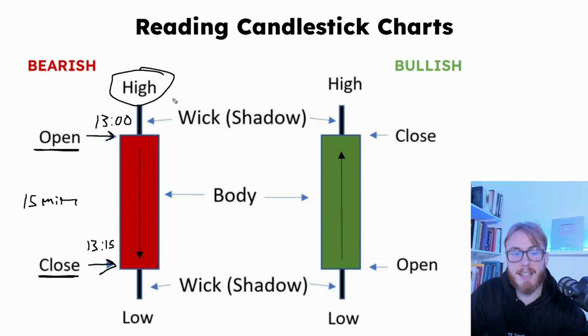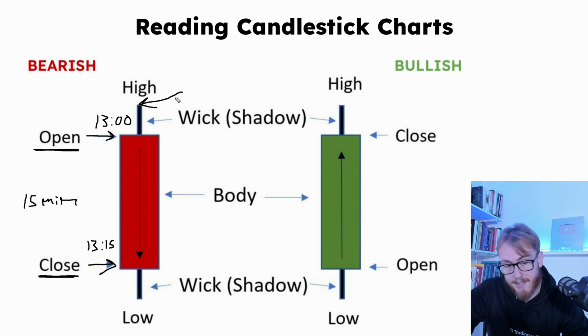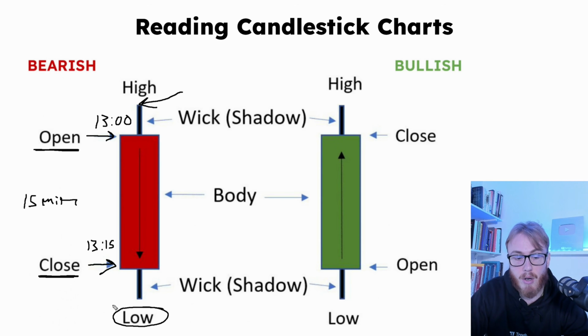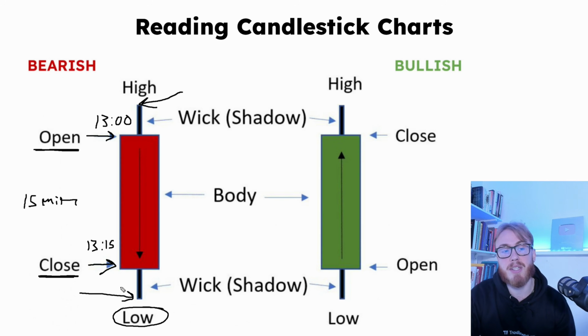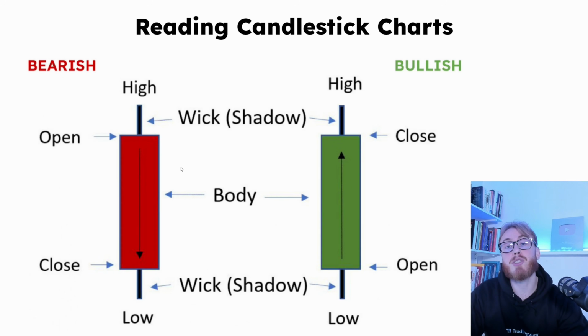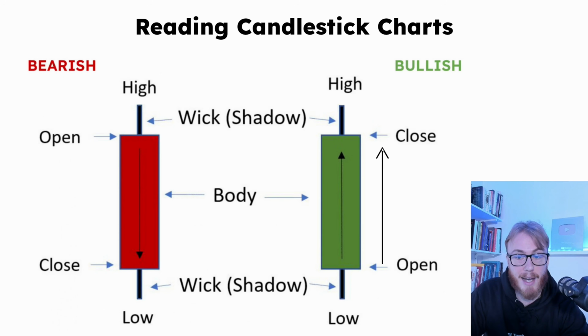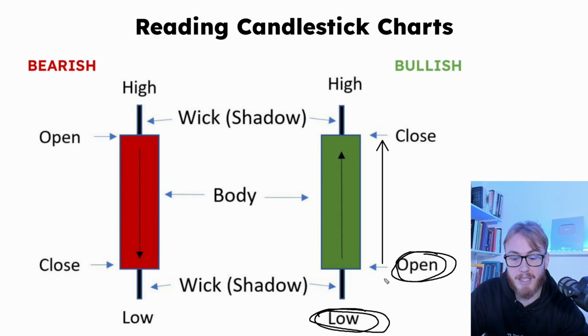The high right here is the highest point the price reached during these 15 minutes. So the price reached all the way up here as the highest point during these 15 minutes, and the low here is the lowest point the price reached during this time. And the same thing is true, but the opposite for the bullish candle. So remember, for the bullish candle, the price goes up during the candle. So in this case, the price started right here. It reached a lowest point all the way down here. During the 15 minutes, it reached a highest point all the way up here. And when the 15 minutes was over, the price was right here.